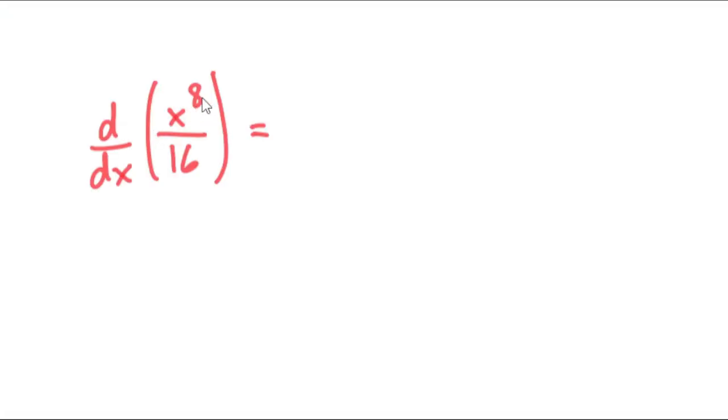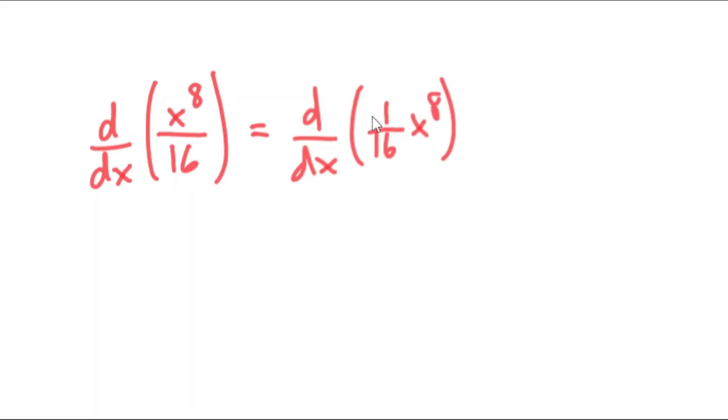So how do we do this one? If it's not 8x to the 7th over 0, how can we do this one? Well, what we're going to do is rewrite this. When you're dividing by 16 down here, it's the same thing as multiplying by 1/16. So this is the same thing as 1/16 times x to the 8th. And what's the derivative of 1/16 times x to the 8th?